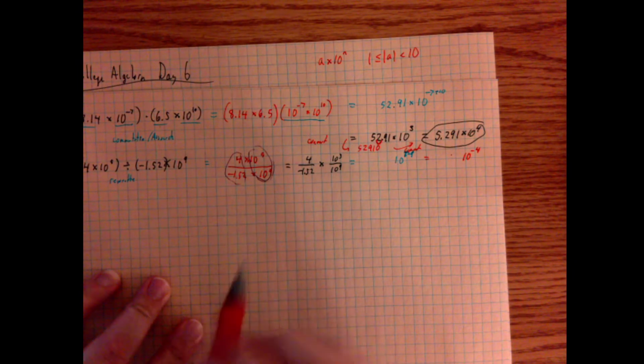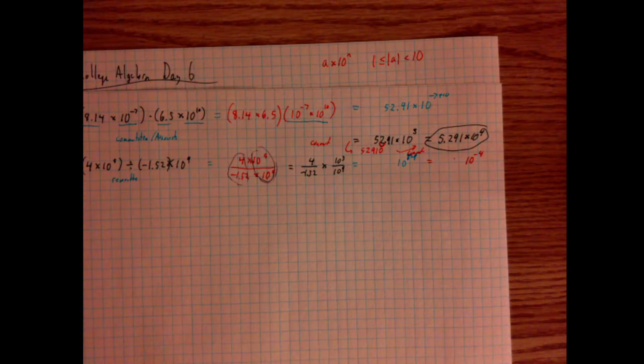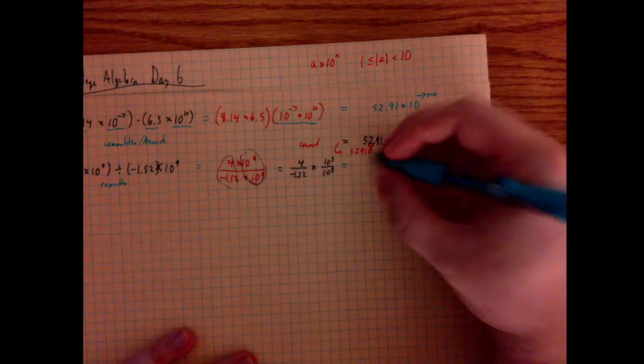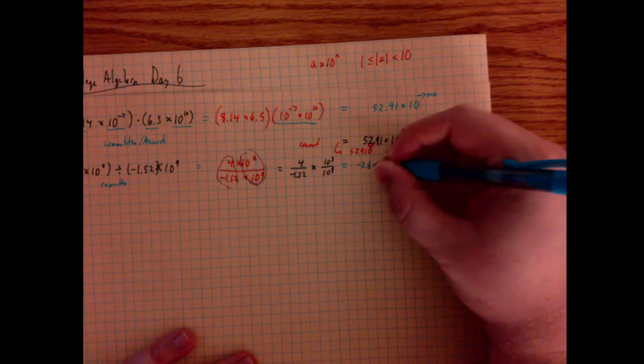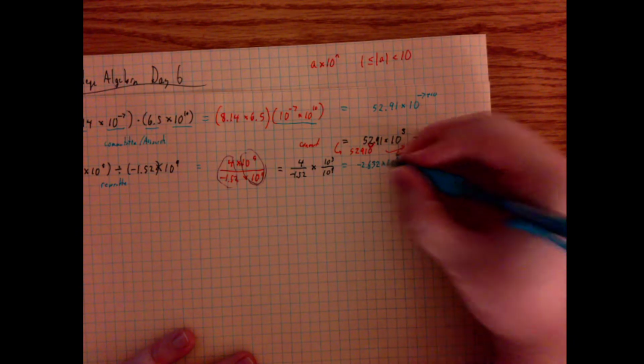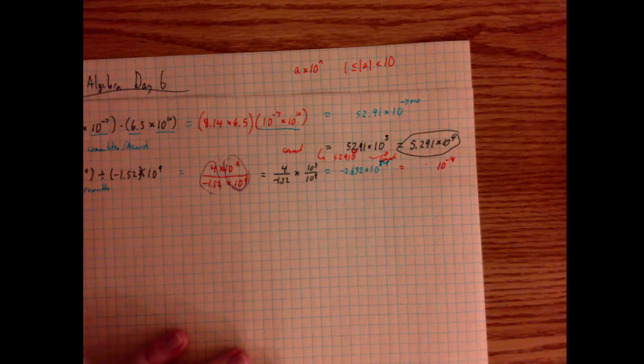I can also do 4 divided by negative 1.52. That's a calculator piece that I don't want to do by hand. So let me grab a calculator. 4 divided by negative 1.52. I end up with, let's see, it is negative 2.632. And so I can get to my answer.